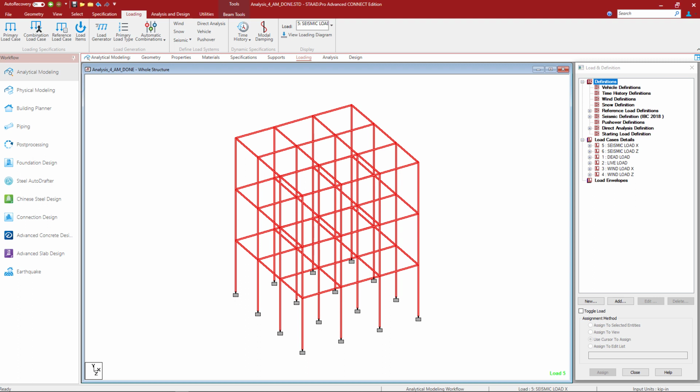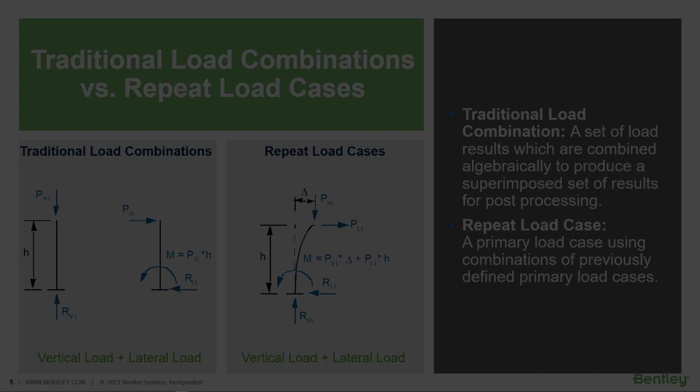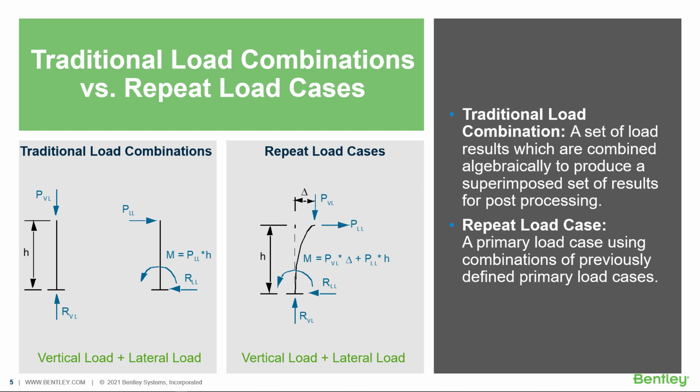next step in our workflow, which is to generate our load combinations. Now in STAAD.Pro, we have two different types of load combinations that you can create. You can create a traditional load combination, which has a set of load results which will be combined algebraically to produce a superimposed set of results for post-processing. And you can also create a repeat load case. A repeat load case is a primary load case that will use combinations of previously defined primary load cases.